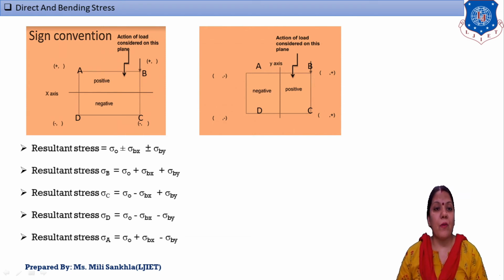Now one by one I will explain this sign convention. In the first figure we follow the x-axis, and in the second figure we follow the y-axis. These corners are A, B, C, D.